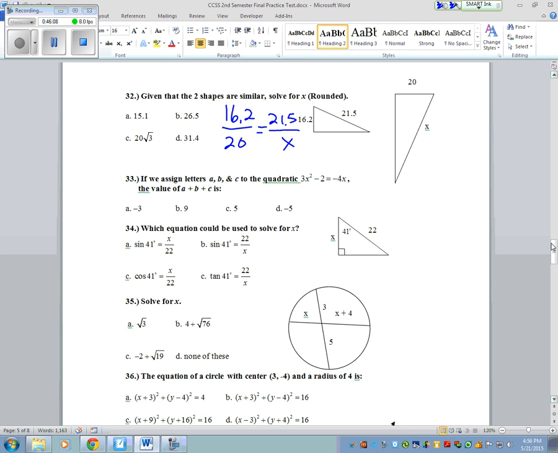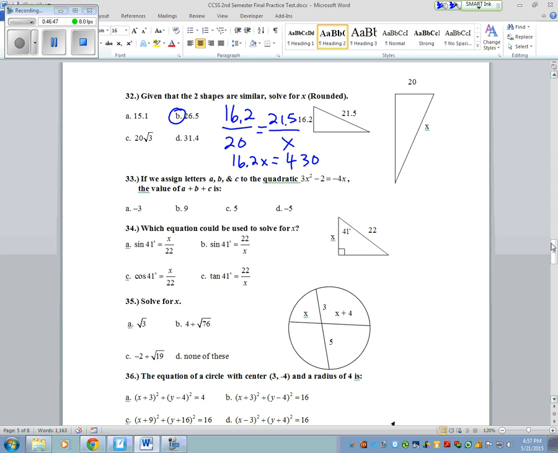So we got 20 times 21.5, which is 430. And then divide 430 by 16.2 and you'll have your x. That's 27. Okay, so B must be the answer.